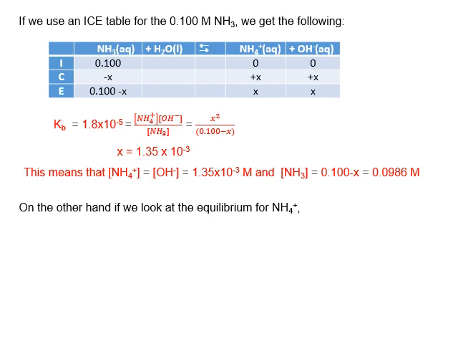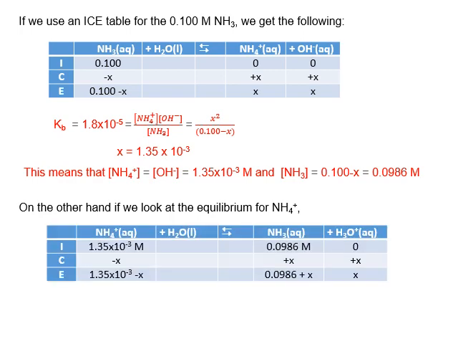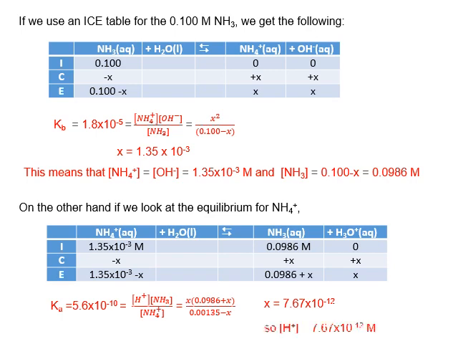On the other hand, if we look at the equilibrium expression for the ammonium ion and the Ka reaction, and plug in our value of ammonium that we solved previously and ammonia 0.0986 into the Ka expression, we would find that x is 7.67 times 10 to the minus 12, which would be equal to the concentration of the hydronium ion.